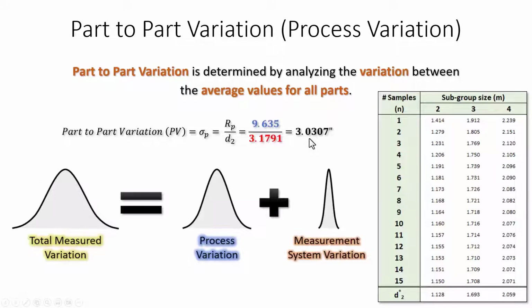Now, the final calculation we have to make, and I know we're running long here, is all about total variation. What is the total variation in our experiment? And remember, that's simply your part-to-part variation or your process variation combined with any measurement variation that you had from your measurement system. And that's the calculation we get to make next, okay?